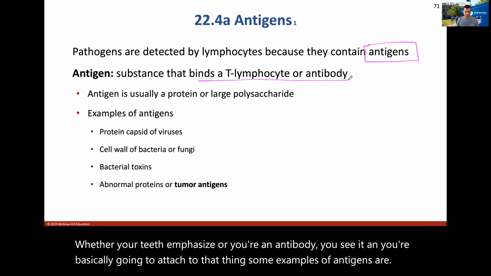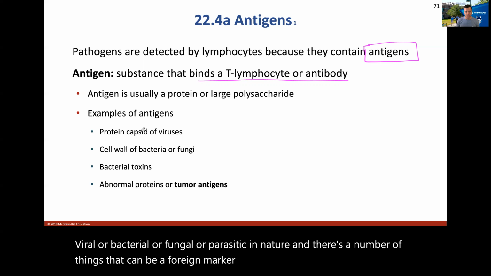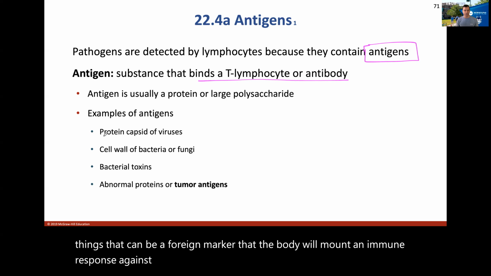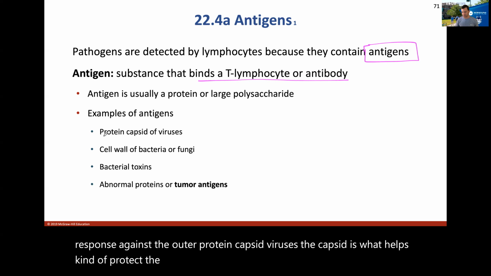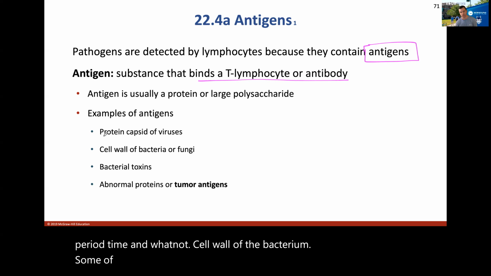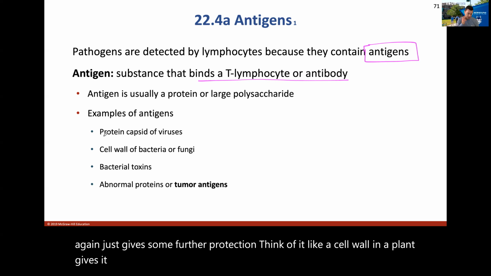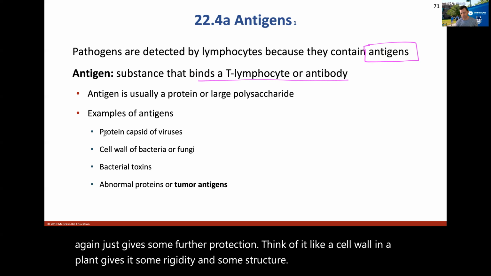Some examples of antigens are viral or bacterial or fungal or parasitic in nature. And there's a number of things that can be a foreign marker that the body will mount an immune response against. The outer protein capsid of viruses. The capsid is what helps protect the virus, allow it to survive on a surface for a longer period of time and whatnot. Cell wall of the bacteria. Some of your bacterial infections will have a cell wall around it. This again just gives some further protection. Think of it like a cell wall in a plant, gives it some rigidity and some structure. Basically does the same thing here.